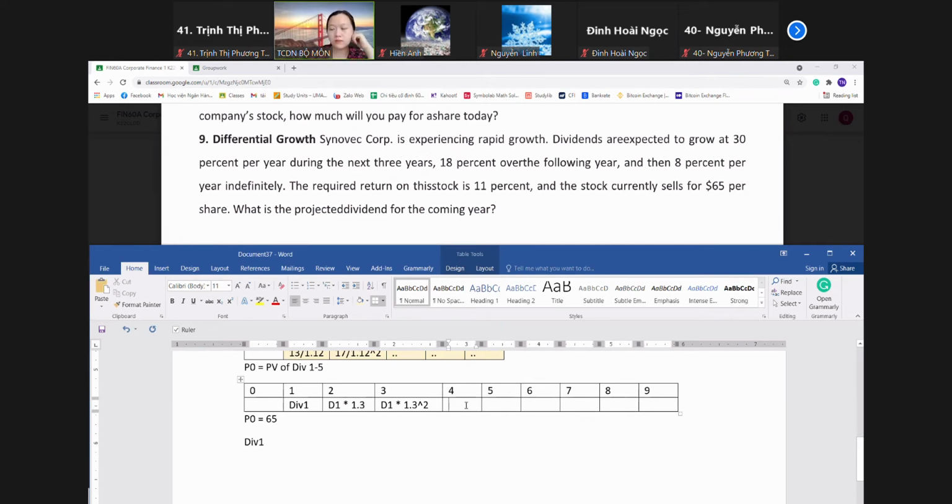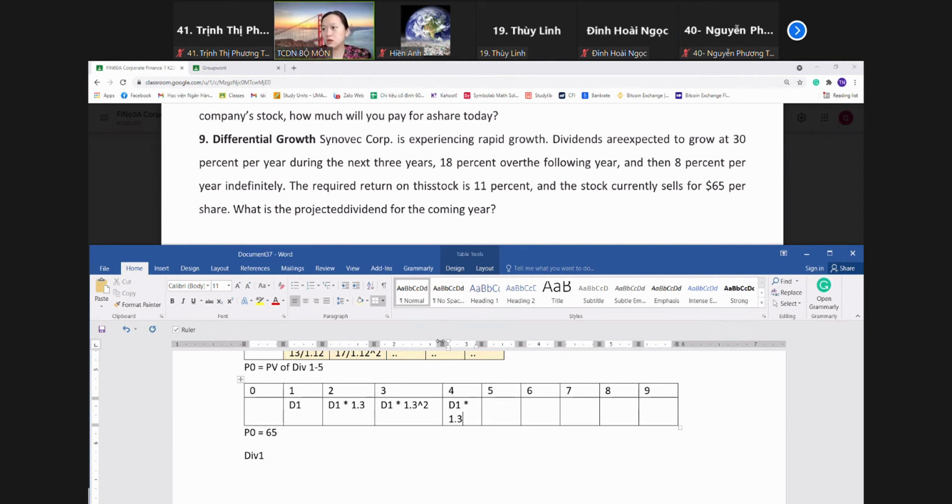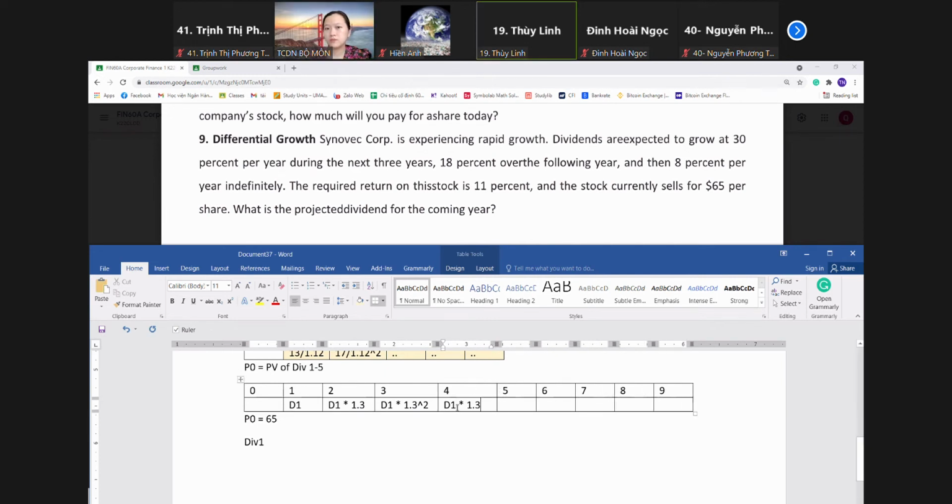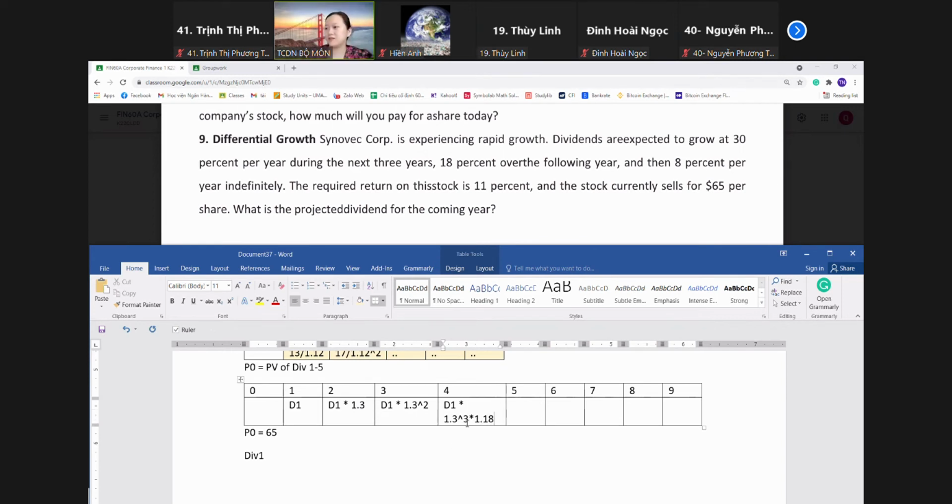Now could I ask group 7? Are you there? What is the dividend in year 4? Dividend in year 4 equals dividend in year 1 multiplied by 1.3 to the power of 3, and multiply 1.18. Right.